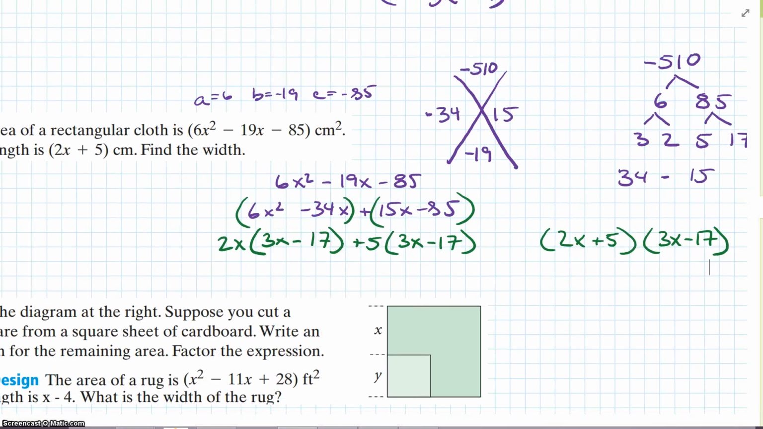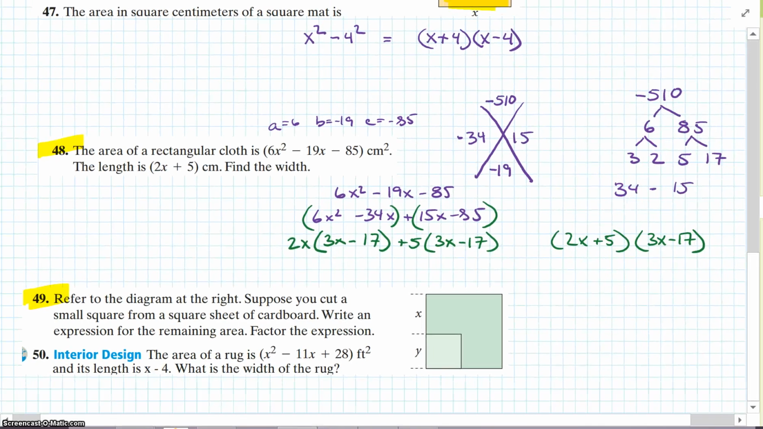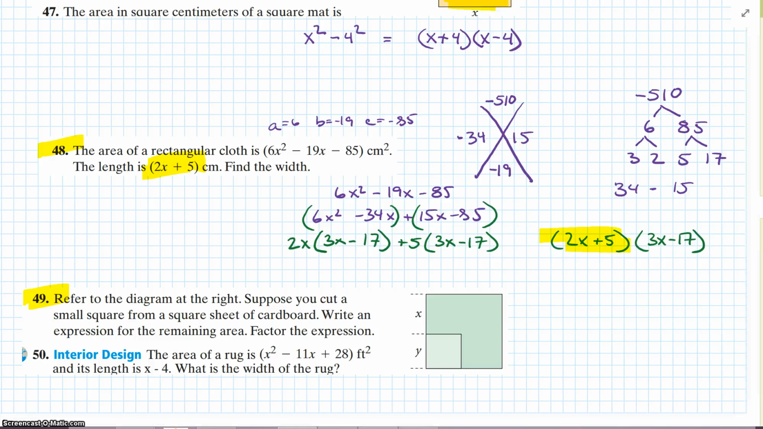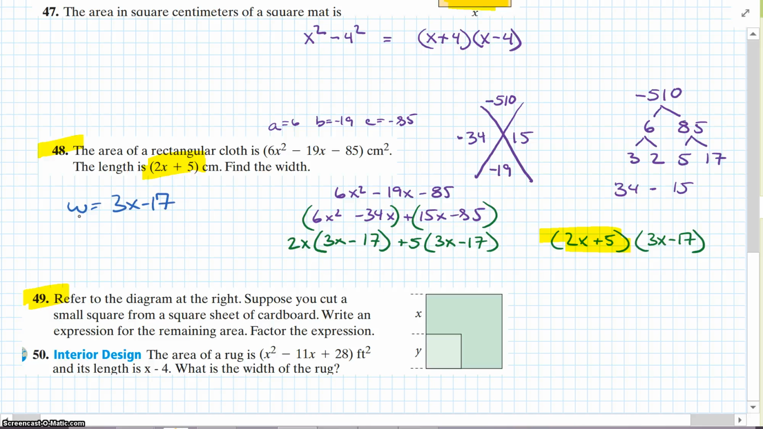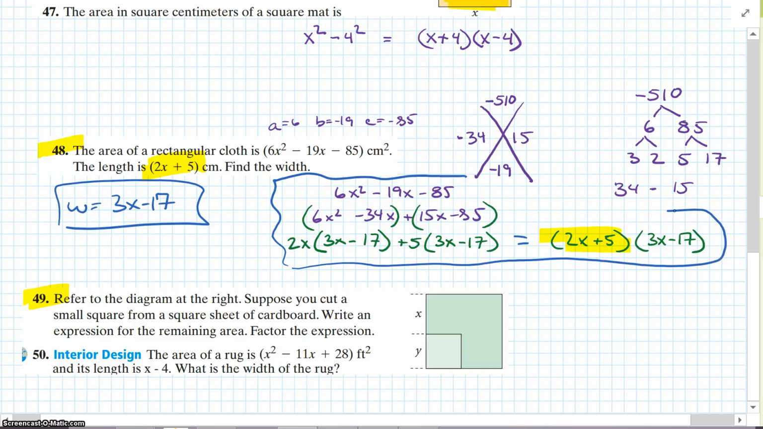Well, if that's the area of the rectangle and I know the length is 2x minus 5, the width must just be 3x minus 17. Okay, you see I got that? This was the area. All this work right here was the area.